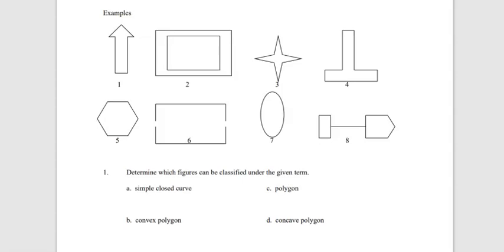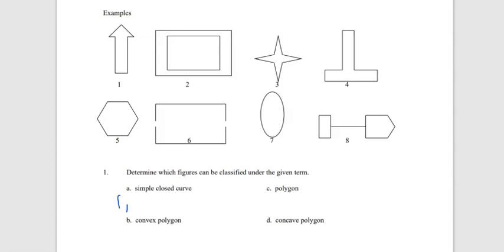So remember, a simple closed curve is a curve, so something that can be drawn without lifting your pencil, without retracing any parts. It has to start and stop at the same point, and it cannot cross over itself. And so if you look at number one, it does fall under all of those conditions. You can draw it without lifting your pencil. It does not cross over itself, and it would start and stop at the same point.